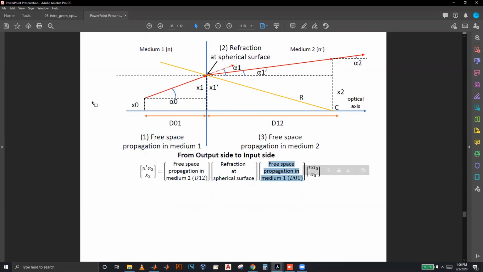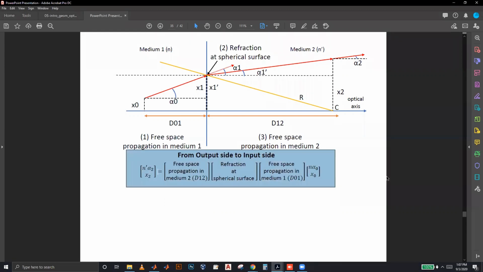And finally, what's the last thing on the left-hand side? The input. So this is the input matrix. Going from output side to input side, the output is the first term, equals free space propagation in medium 2, refraction, then free space propagation in medium 1, and finally the input. So this is the order. Remember not to forget this order in which the matrices are supposed to be written. Very common thing many people do is write the output and then write the matrices like free space in medium 1, then refraction, then medium 2, and then multiply, so you will not get the correct answer in that case.